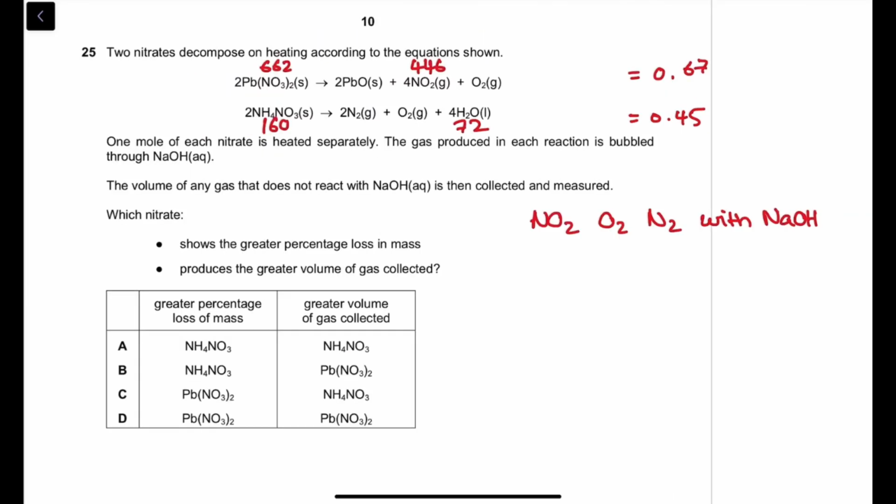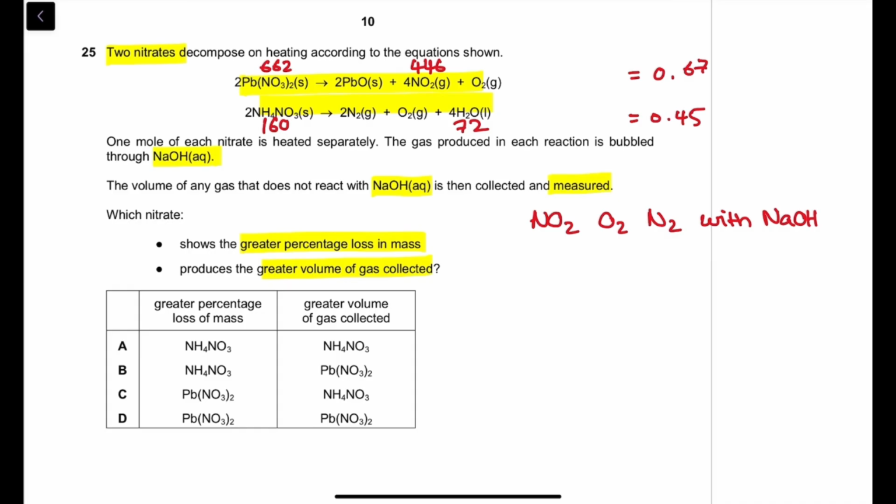Question number 25. Two nitrates decompose on heating according to the equations shown. 1 mole of each nitrate is heated separately. The gas produced in each reaction is bubbled through sodium hydroxide. The volume of any gas that does not react with sodium hydroxide is then collected and measured. Which nitrate shows the greater percentage loss in mass and the greater volume of gas collected?